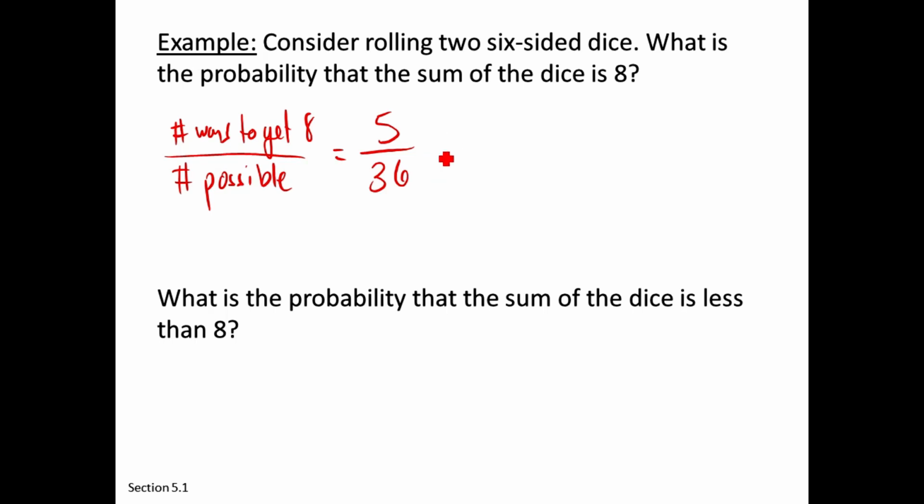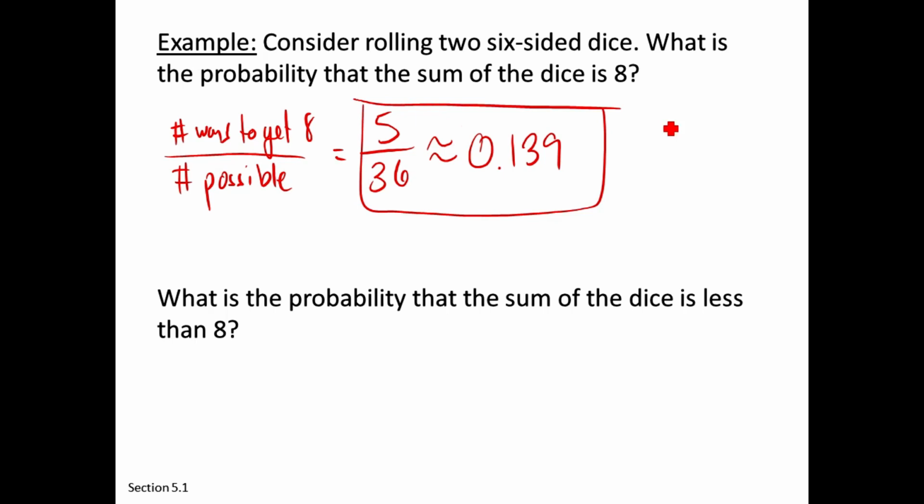What does that come out as a decimal? Somebody plug that in their calculator. 0.139 if you round. Yeah. So you've got about a 14% chance of rolling an 8. Make sense? Okay. So that'd be your answer. You could give a fraction or decimal answer.